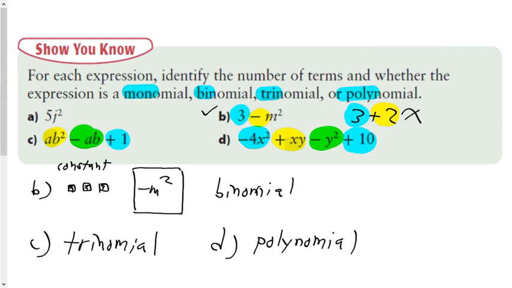Weirdly enough, since polynomial means more than 1 term, a polynomial can also be a binomial or a trinomial. That one sucks, I know, I get it.